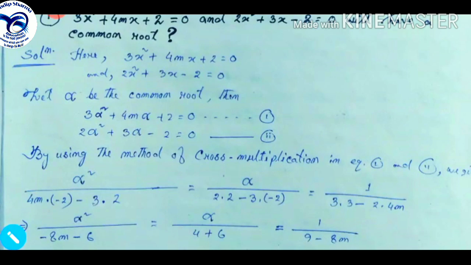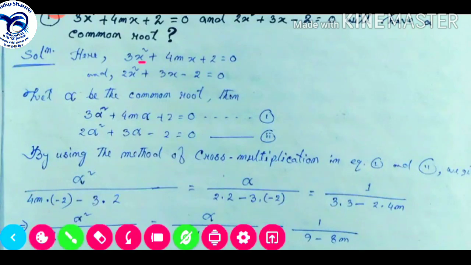Then same, this x square will be alpha square. This 3x square will be 3 alpha square plus 4, and this x will be alpha, plus 2. This one we are considering as number 1. Similarly, this one will be 2 alpha square, then 3 alpha, minus 2. This one will be equation number 2. Now here we apply the cross multiplication method in equations number 1 and 2. For the first one it is alpha square.